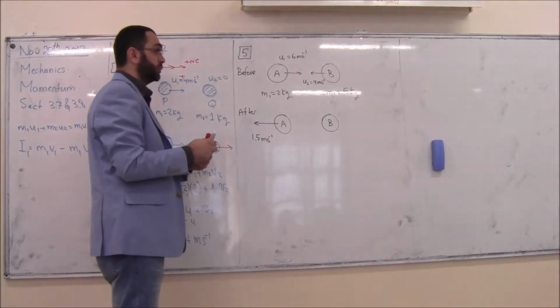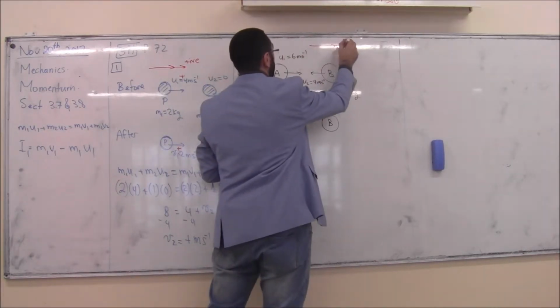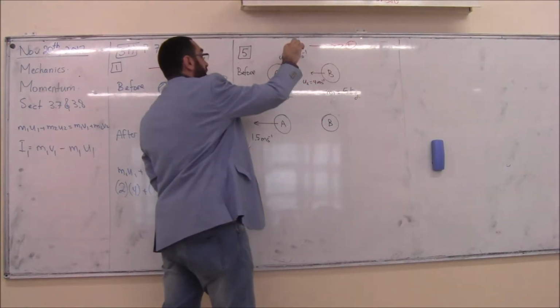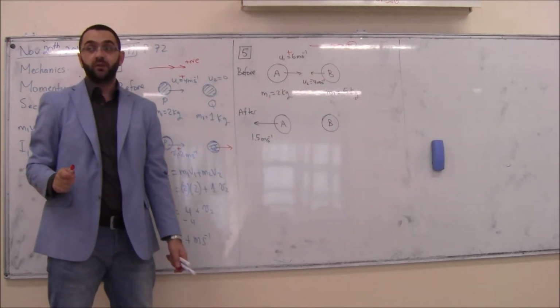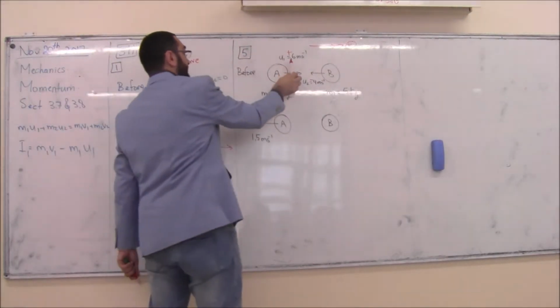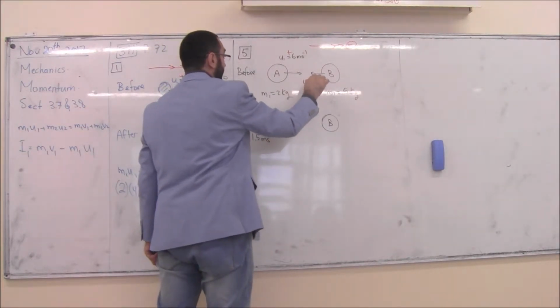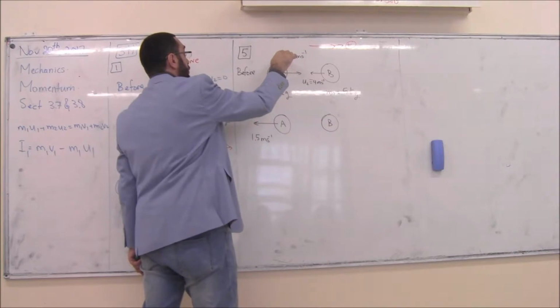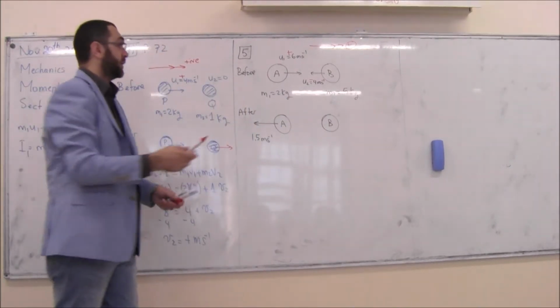Before doing the substitution here, I have to determine the positive direction. This is the positive direction, so this is positive and this is negative. Pay attention here. U2 is negative 4 meters per second. U1 is positive 6 meters per second. Okay?